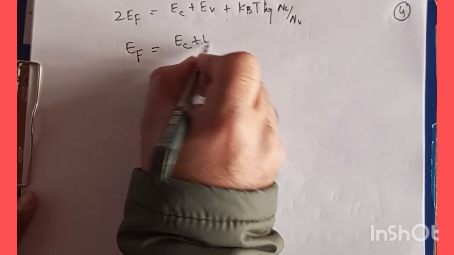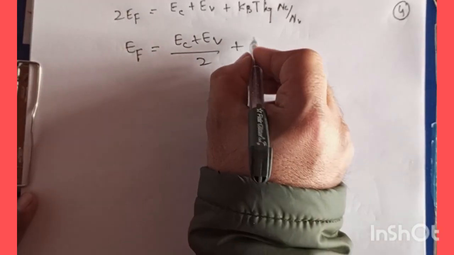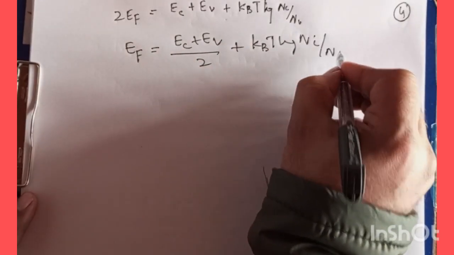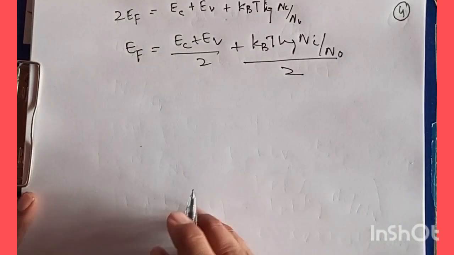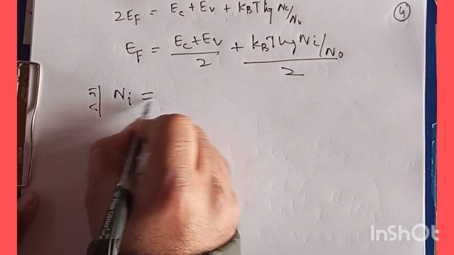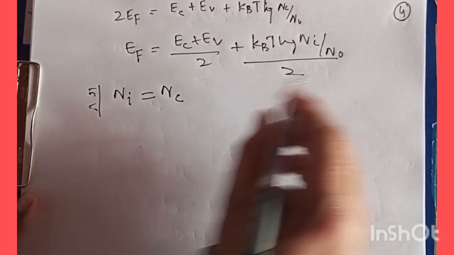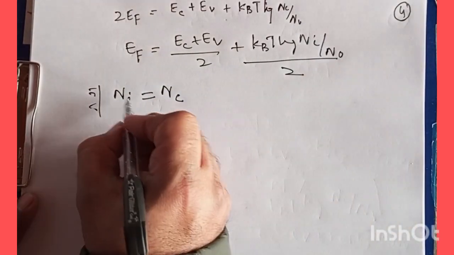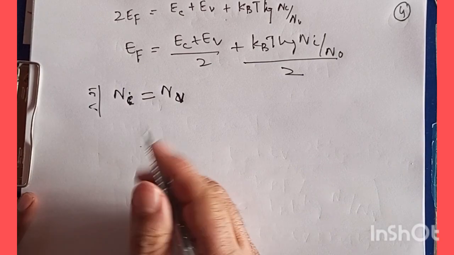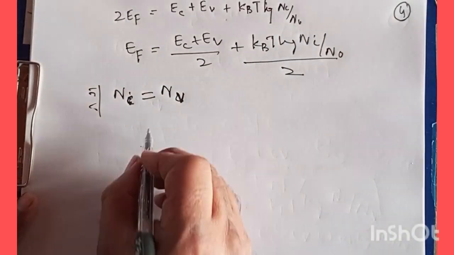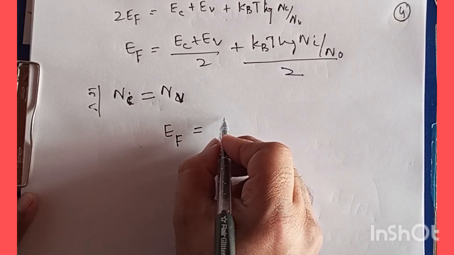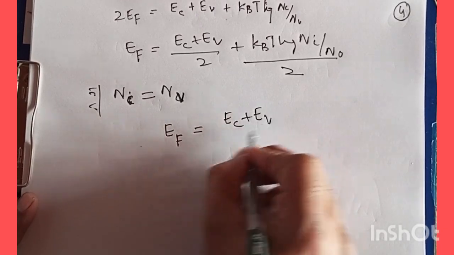So this is the point, and we can immediately write E_F for my energy: E_C plus E_V divided by 2, plus k_B T log of N_C by N_V divided by 2. Now if N_C is exactly equal to N_V, then this term is going to die, and we will have the expression for Fermi energy, and that will be E_C plus E_V divided by 2.